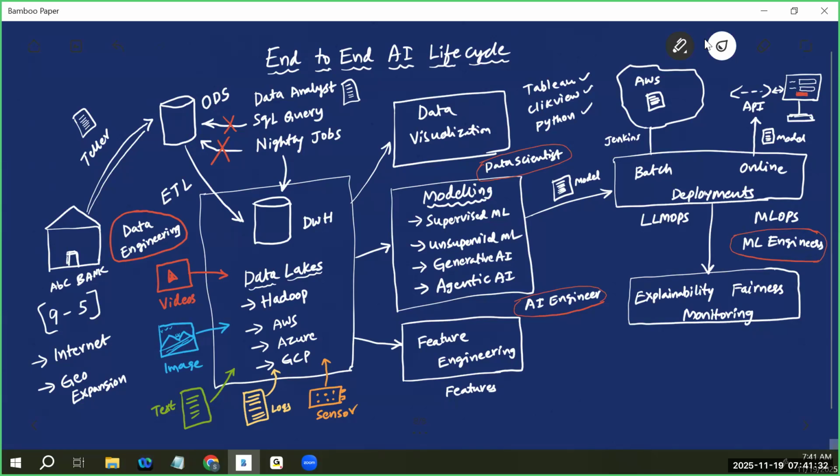And last but not the least, we have another component, which is governance and quality. This one we call AI protocols.